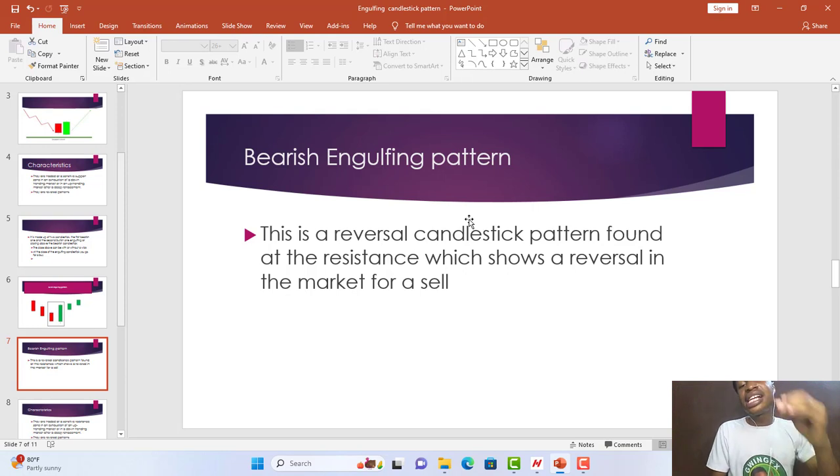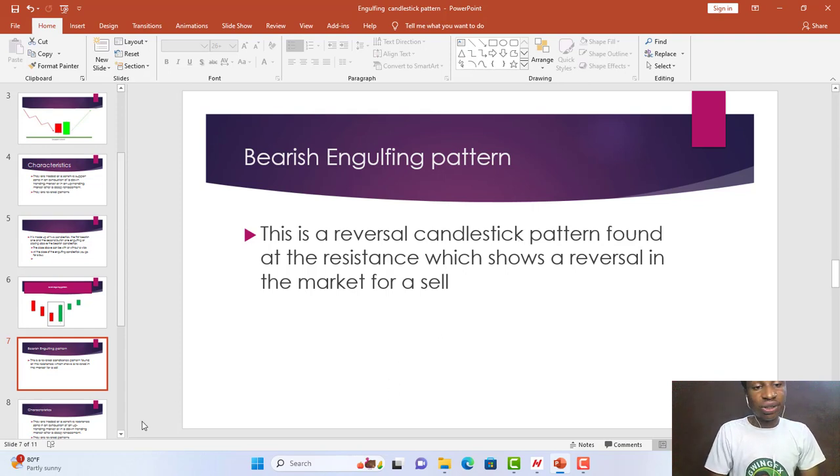So this one is found at the resistance zone. It's a reversal candlestick pattern found at the resistance zone, which shows a reversal in the market for a sell. So when you spot it at the resistance zone, you just look for a sell in the market. It shows a shift in strength. That means there is possibility for the market to head for a sell. And whenever it's spotted, it goes for a sell.